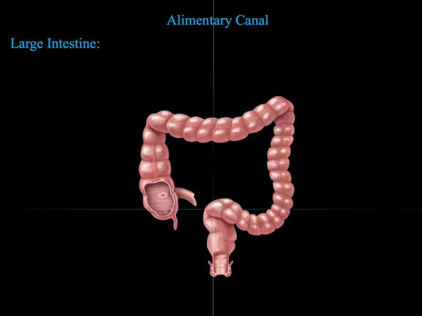Once all the nutrients the body needs are absorbed in the small intestine, that chyme enters the large intestine. The large intestine is the organ responsible for reabsorbing water and electrolytes.